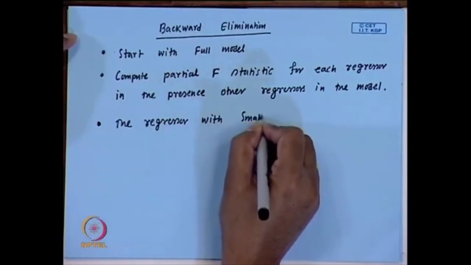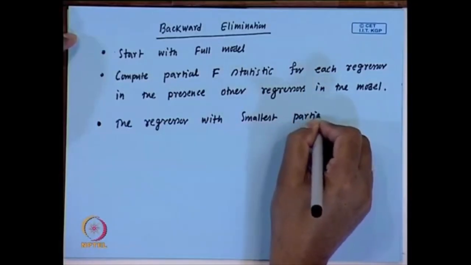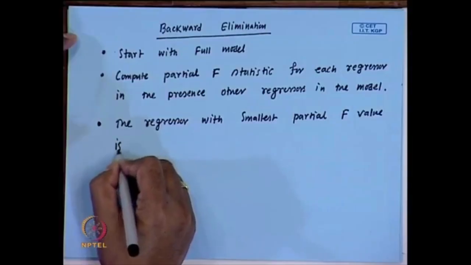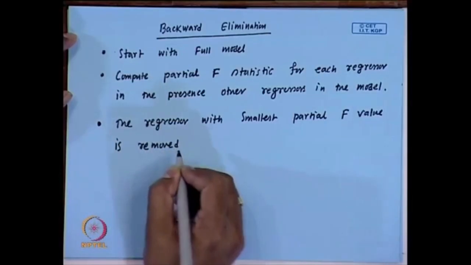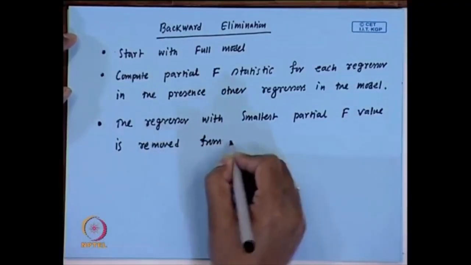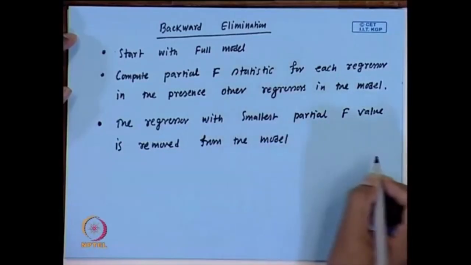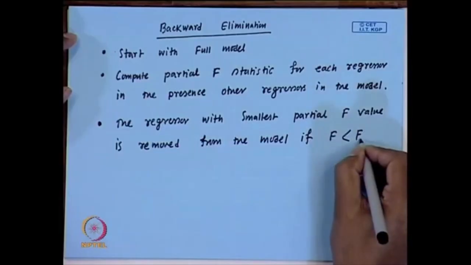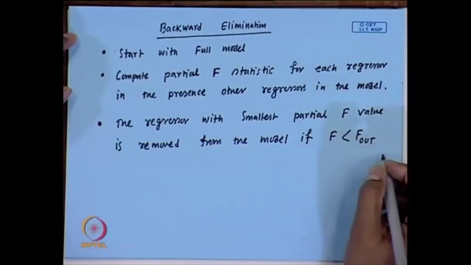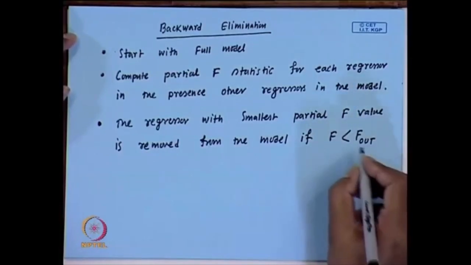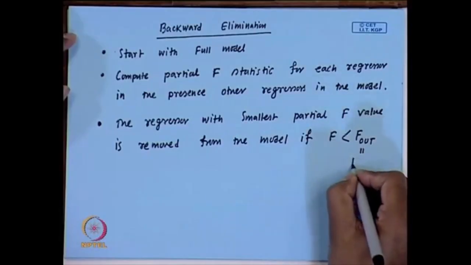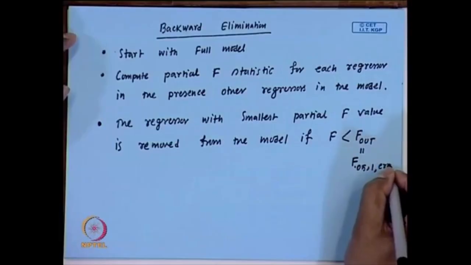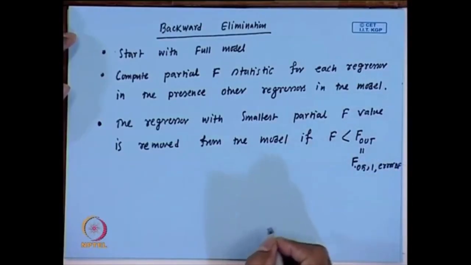with smallest partial F value is removed from the model if the value is less than F out. Well, sometimes this F out is pre-specified, or this F out is equal to the tabulated value of F 0.05, 1 and this error degree of freedom, right.